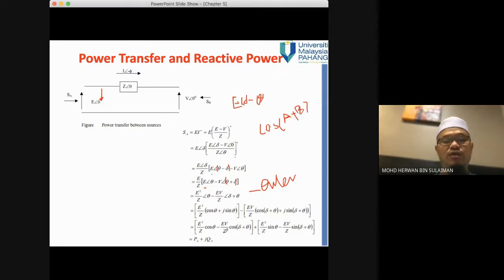And then you can collect the real components and reactive components. So the real component is your P, the reactive component is your Q. So we can say this is the real component, we collect the cos, and then the sin is the reactive component. So that is P and Q. This one is for the sending end power.